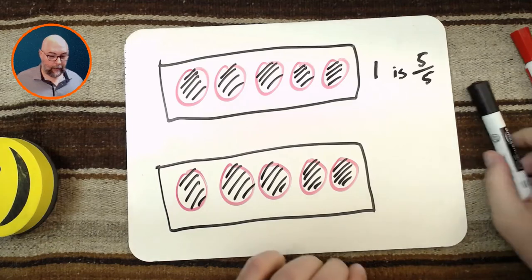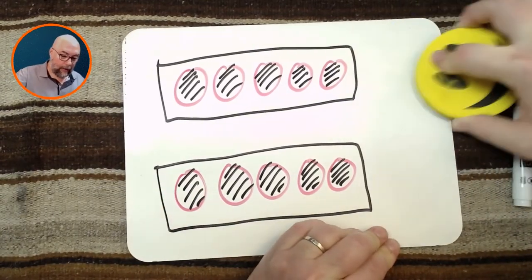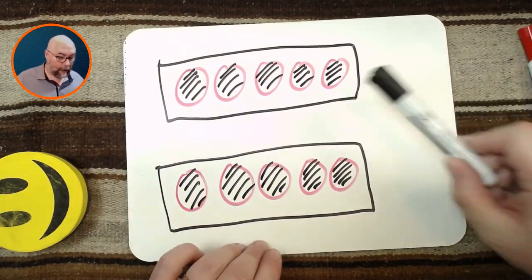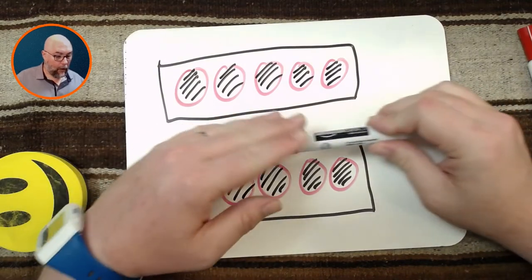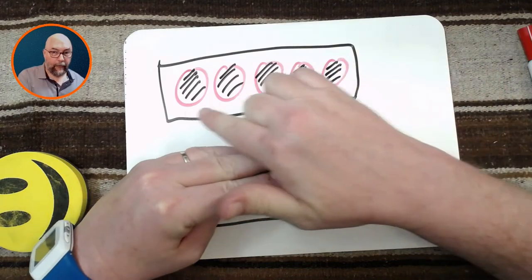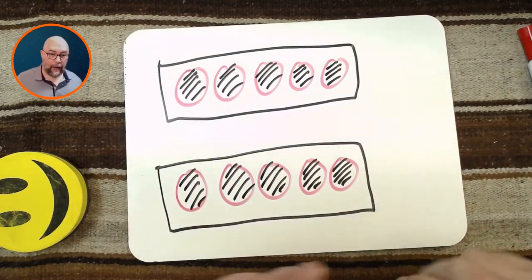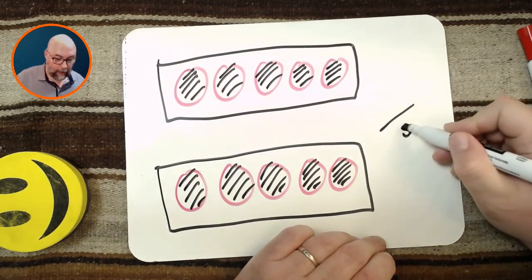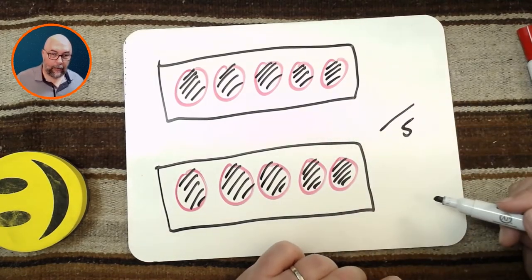All right, now, this is where we need to pay close attention. Each cookie is a fifth because one package contains 5 cookies. So there's 5 cookies in this package and there's 5 cookies in this package. So our denominator is going to be 5 because each package has 5.